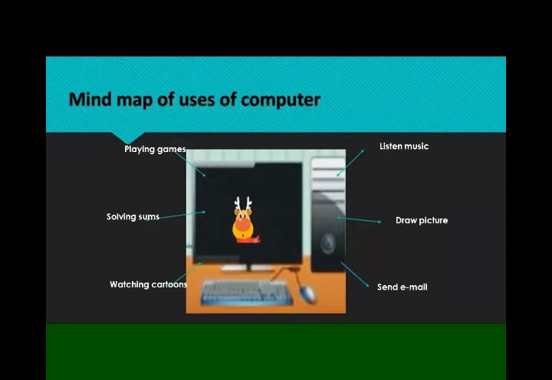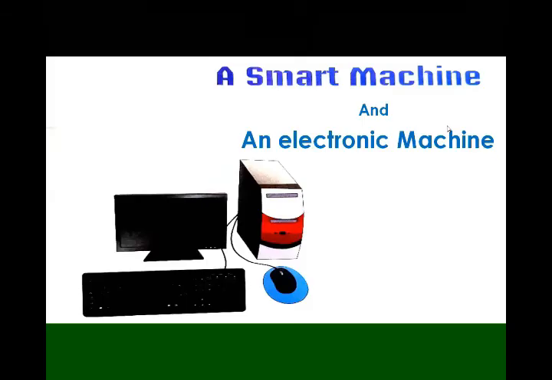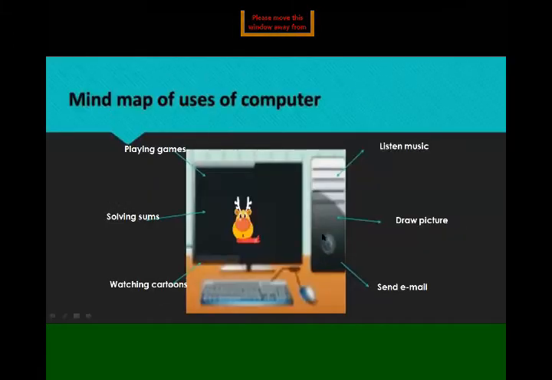Okay, why do we call it a machine? It is not only a machine, it is a smart machine. It is a smart machine because it can do all these works at a time. That's why it is called a machine.